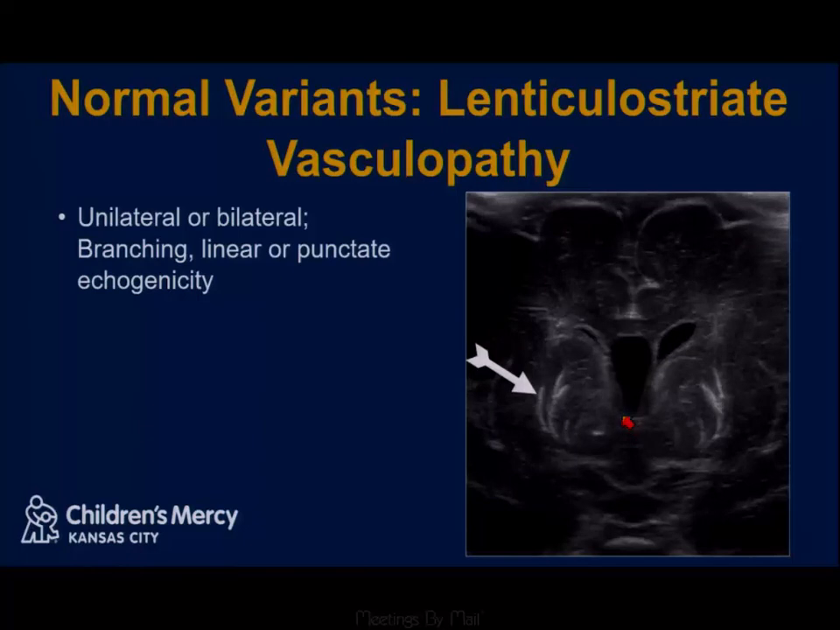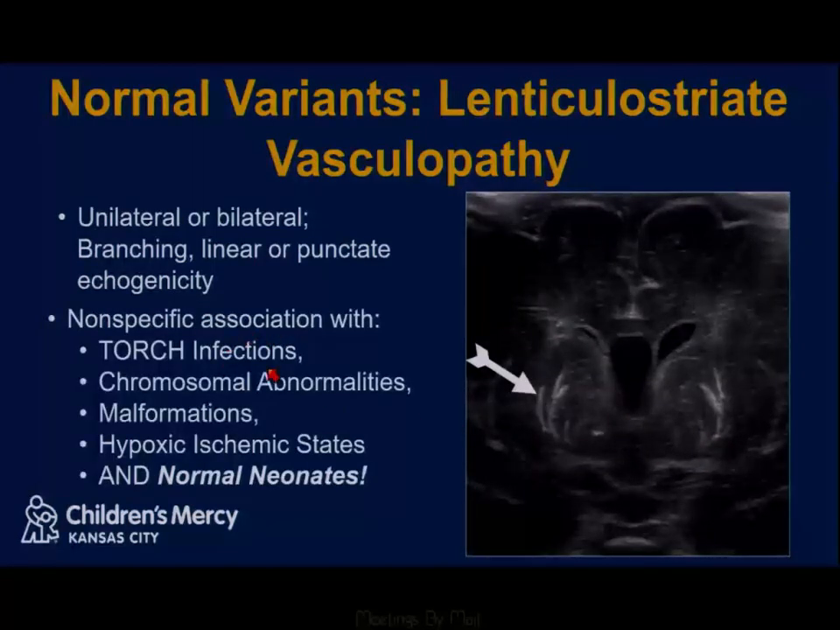And here's the final normal variant. It's lenticulostriate vasculopathy. Again, it's these branching areas within the thalamus. It's really commonly seen. Initially, the papers came out and said it was associated with all these things, but again, they didn't look back at the controls. So when we actually went back and looked at normal controls and normal neonates, it was seen there as well. So it's not a very specific sign of disease. And so now in peds, we tend to call this more of a normal variant than any indication of these specific diseases that were initially identified by the initial literature.